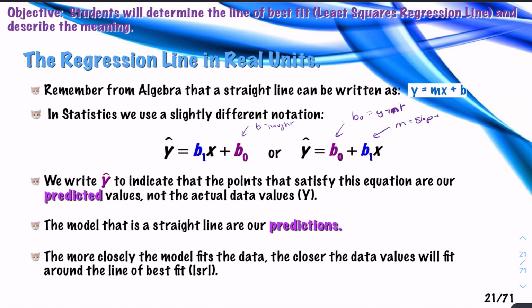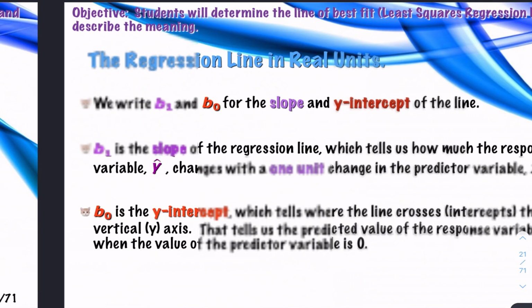We write y hat to indicate that the points that satisfy this equation are our predicted values. In fact, in statistics, whenever you put a hat on it, we're talking about a model, about prediction, not the actual values. All of our x and y values in this case are the actual values that we get. Y hat is the predicted value. The model that is a straight line gives our predictions. The more closely the model fits the data, the closer the data values will fit around the line of best fit. The points will be more concentrated the better the fit is.